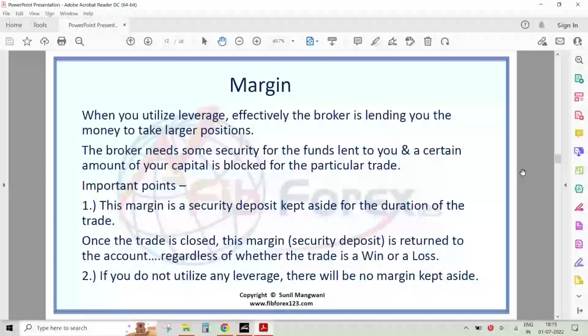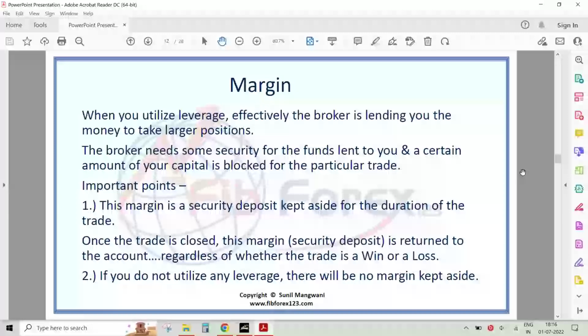Going to the margin, leverage and margin are correlated. In fact, they are inversely correlated. So, when you utilize leverage, effectively what you're doing is you have a small capital, but you are controlling a larger amount of position with your small capital. So effectively the broker is lending you this money to take large positions. Now obviously the broker needs some security for the funds that he lends to you, and thus a certain amount of capital is blocked for that particular trade that you're taking, which is known as margin. Now, remember two very important points in this.